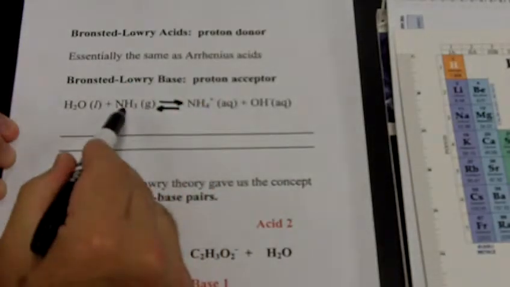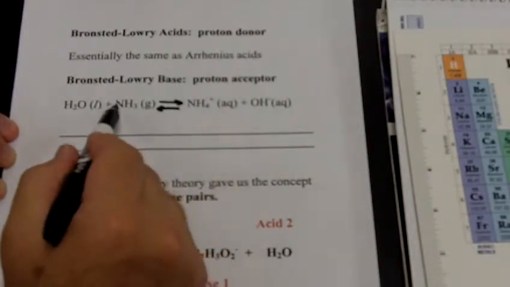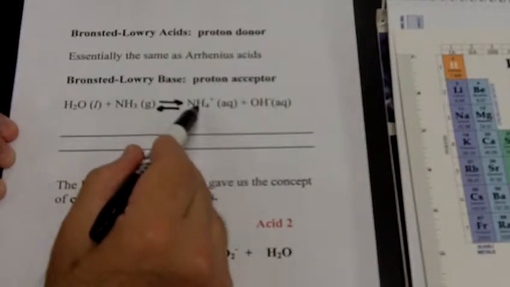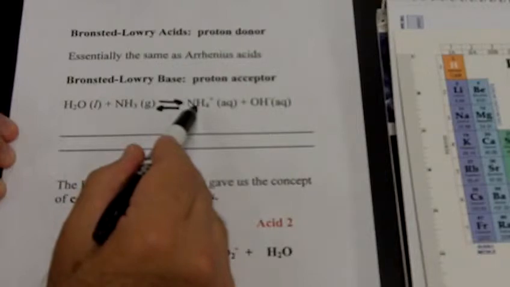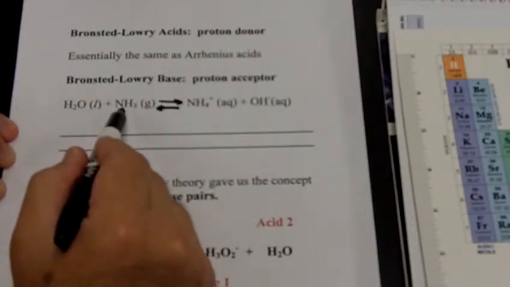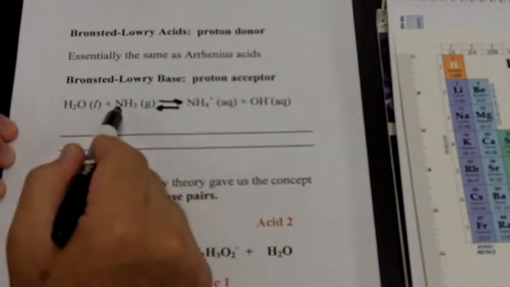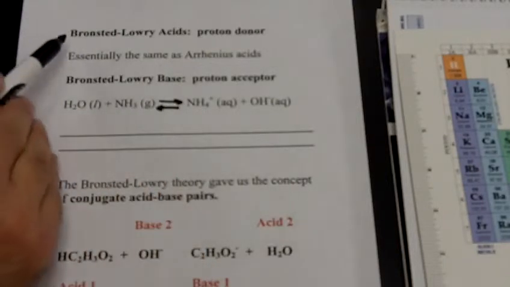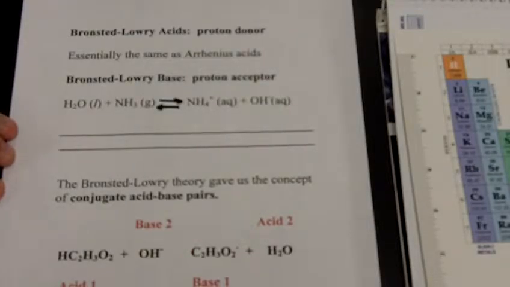But the point is that NH3, you'll notice, becomes NH4+. In other words, ammonia gained a proton. It accepted a proton. So ammonia is a Bronsted-Lowry base, but not an Arrhenius base because it doesn't have the OH. It is a Bronsted-Lowry base because it accepts a proton, and that's what Bronsted-Lowry bases do, but it's not an Arrhenius base. So we've got now Arrhenius acid, Arrhenius base, Bronsted-Lowry acid, Bronsted-Lowry base. All right, we're off to a great start.